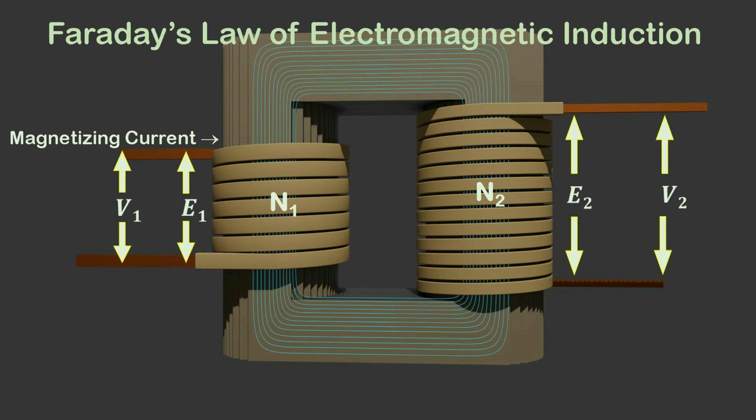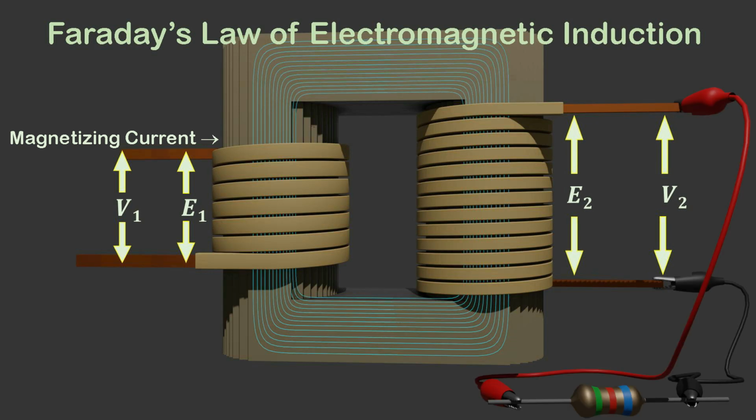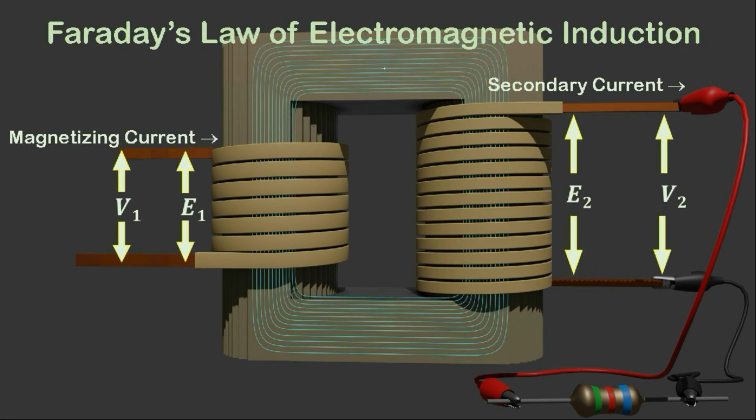Until now, we have not connected any load across the secondary winding. If we now connect a load, as there is already a voltage induced across the secondary winding, a current starts flowing through the load as well as the secondary winding. This current is called the secondary current. Due to this current, another flux is developed in the core. This flux opposes the main magnetic flux. This means it will try to reduce the main magnetic flux.